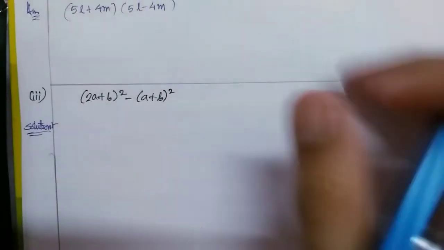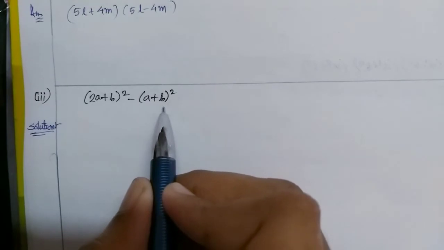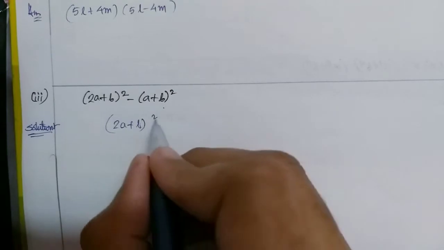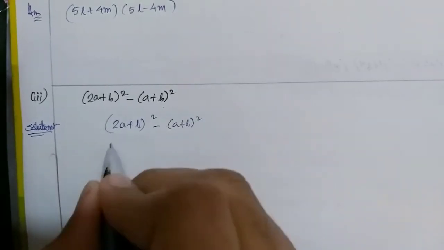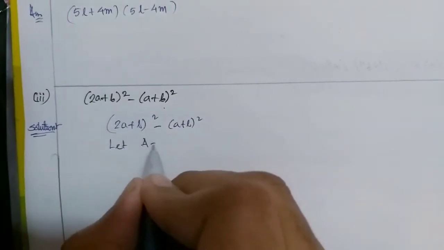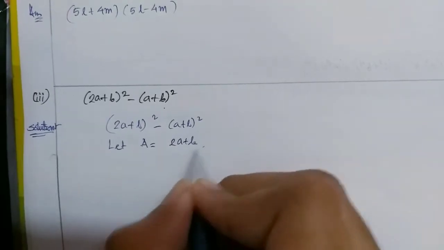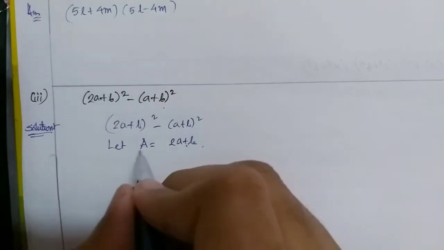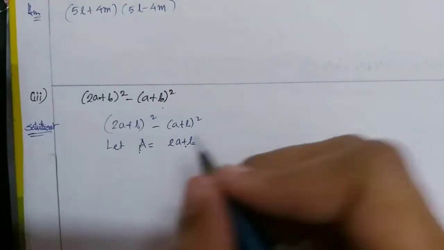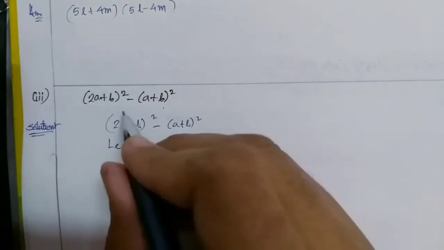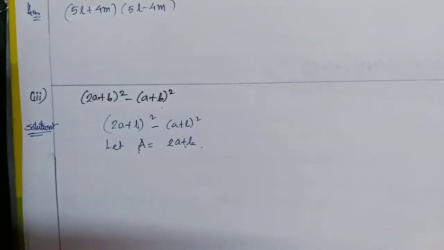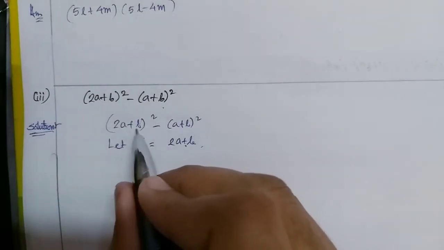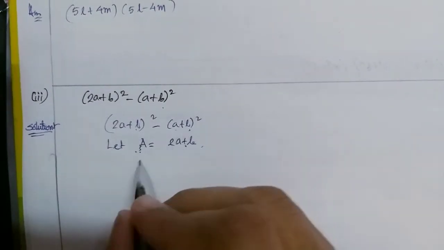Now let us look at the next question: (2a plus b) whole square minus (a plus b) whole square. Let capital A be equal to 2a plus b. Remember that I am using a different variable here to represent this 2a plus b as capital A, or you can use something else also, but do not use this a or b because those are already given here. You can use any other variable which is not given in the question. So I am considering this to be capital A and this thing to be capital B.